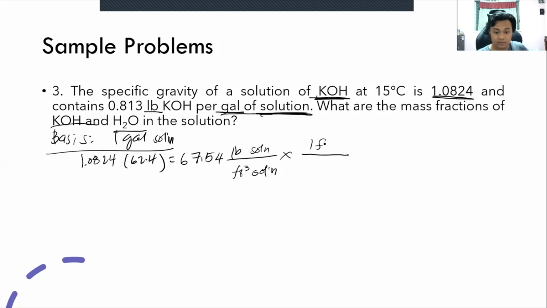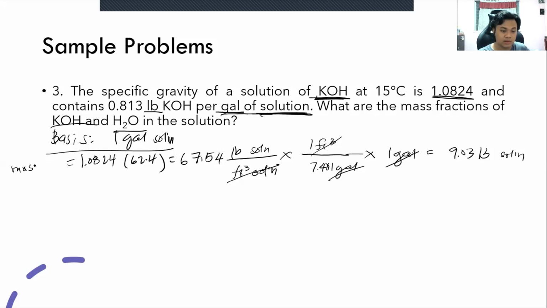So in 1 cubic foot, you have 7.481 gallons. If you search this in your Perry's, you can find this in table 1-4, I think. And then we will multiply that by our basis so that the units will cancel, and then we will be left with pounds. Okay, so multiplying that, we will have the mass of solution be 9.03 pounds of solution. So that's what we are trying to get here, the mass of solution, because we are asked for the mass fractions.